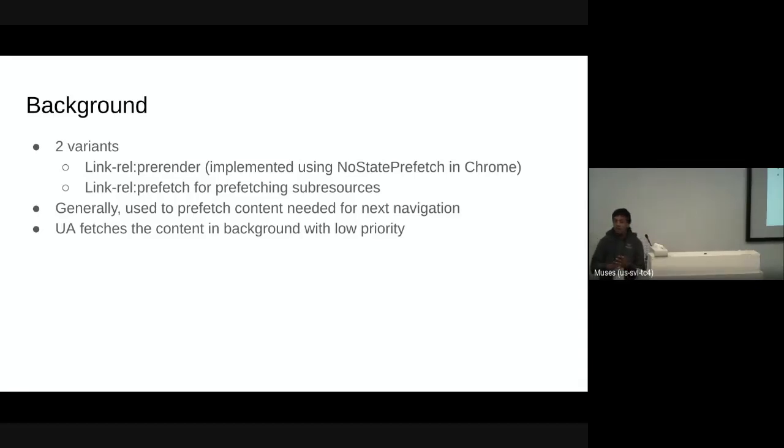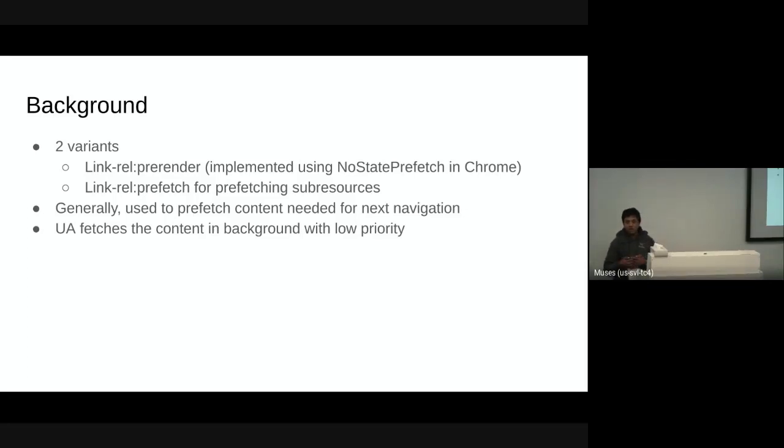So there are web APIs like link rel pre-render and link rel prefetch, which the web developers can use, and those APIs tell the browser to fetch some content ahead of time. And the idea is the web developer knows or has some idea what the user might navigate to next, and this content might be needed for the next navigation.